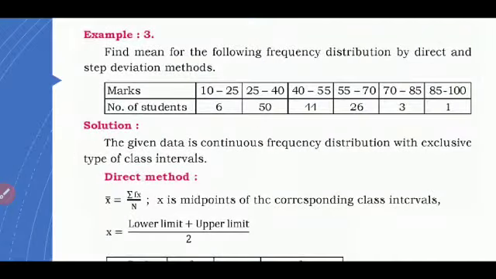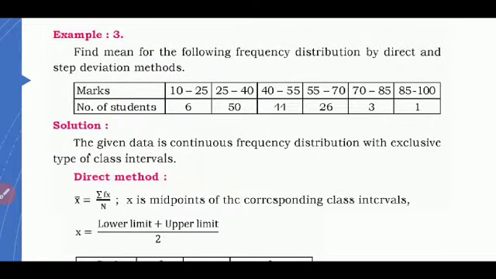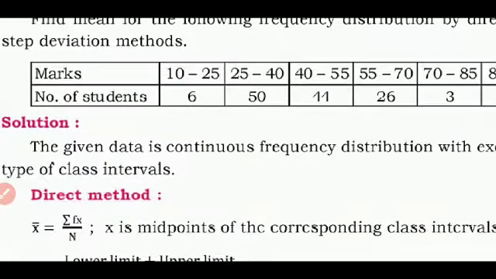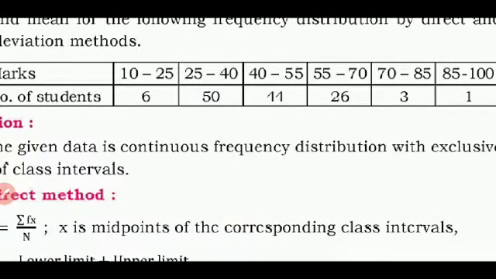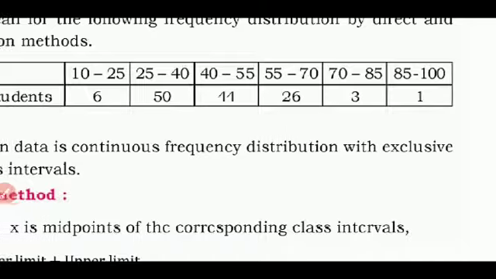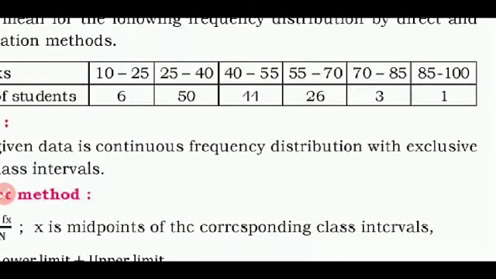See, first we tried the ungrouped data, then second we tried the grouped data, under grouped data we tried the discrete form. Now next we are going to see continuous data. Find the mean for the following frequency distribution by direct and step deviation methods. Now when the class intervals are given, we call it a continuous frequency distribution. The class intervals are: 10 to 25, 25 to 40, 40 to 55, 55 to 70, 70 to 85, 85 to 100. And the students, that is nothing but F, 6, 50, 11, 26, 3 and 1.